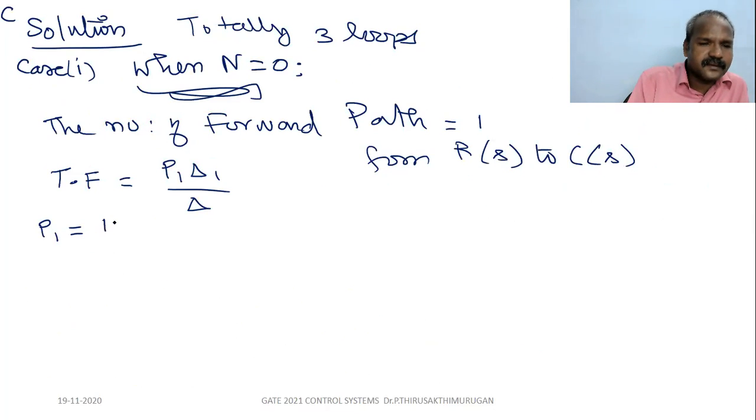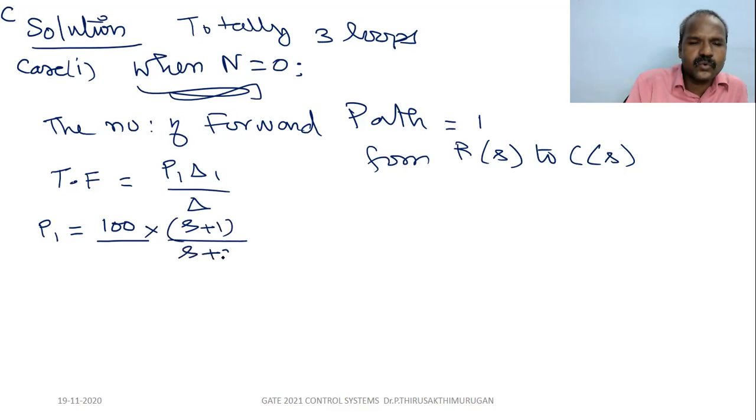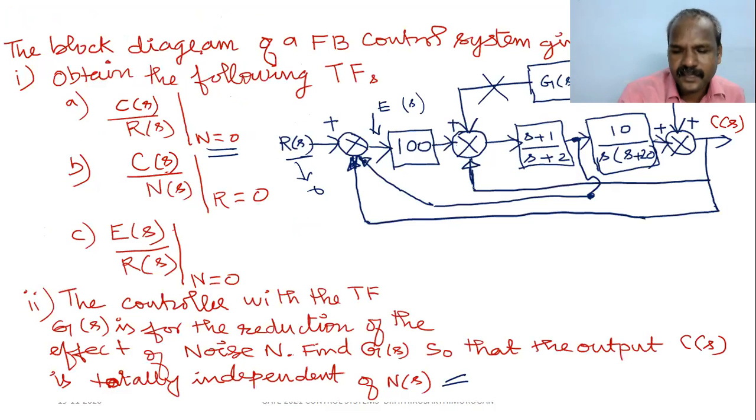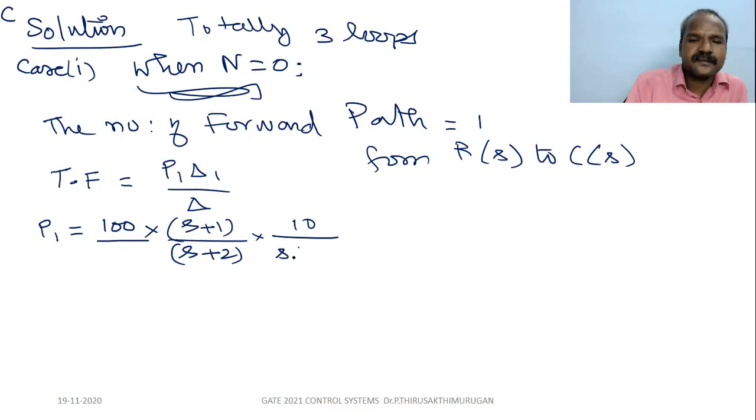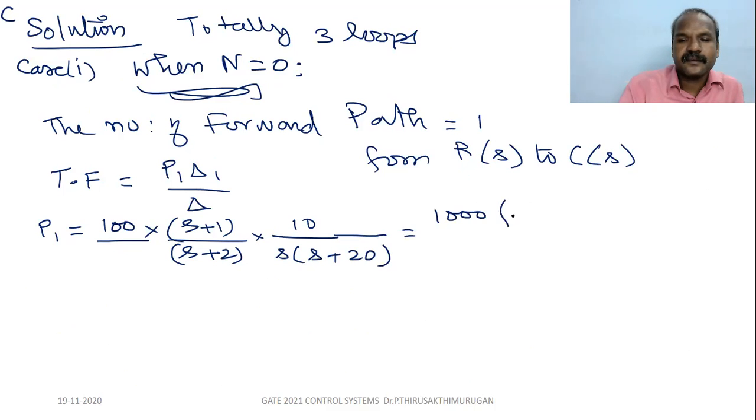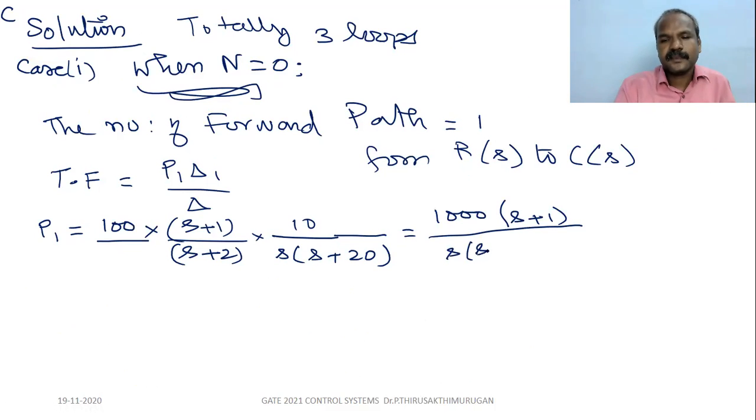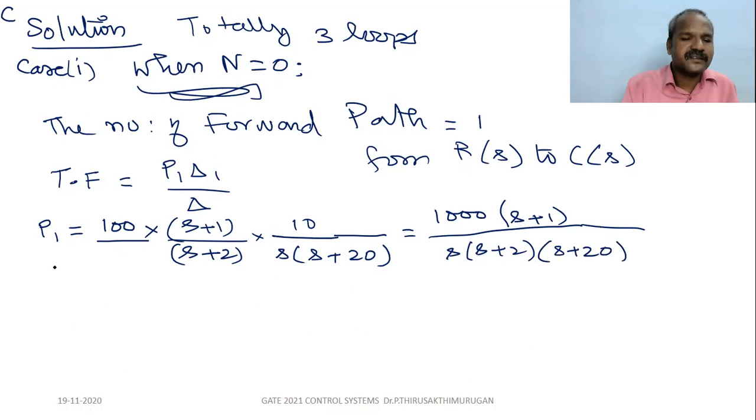P1 is 100 by 100 into S plus 1 divided by S plus 2, into 10 divided by S into S plus 20, which is nothing but 1000 into S plus 1 divided by S into S plus 2 into S plus 20. This is P1. What is delta 1?